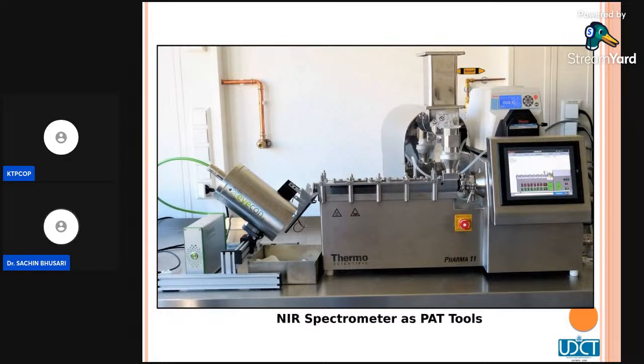So NIR, when it is used as a PAT tool, see for the tablet machine, now this is an NIR spectrometer, which is placed in line to see the process. So in actual practice, the NIR tool, when it is coupled with equipment, will look like this. If you have this handheld probe, you can take it to the API container and measure the content.